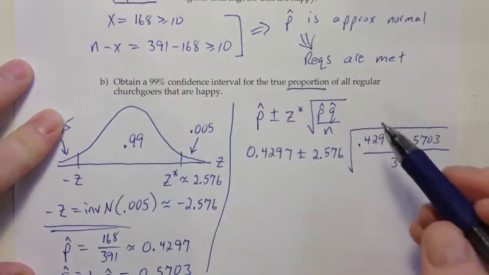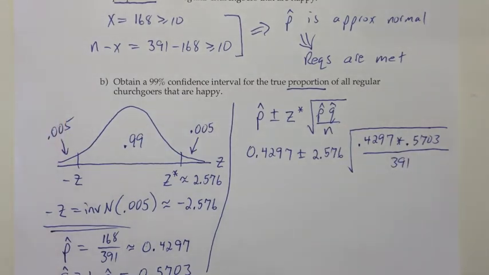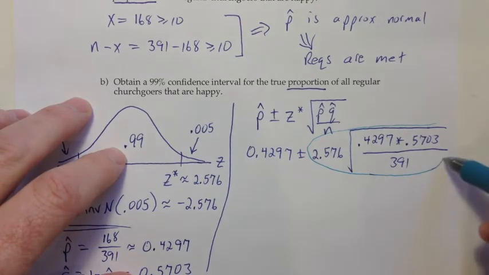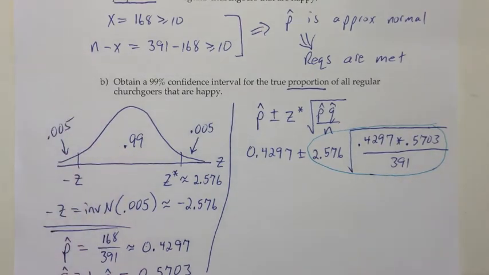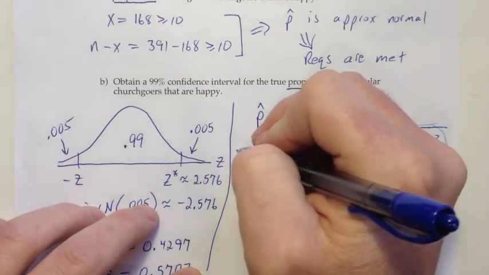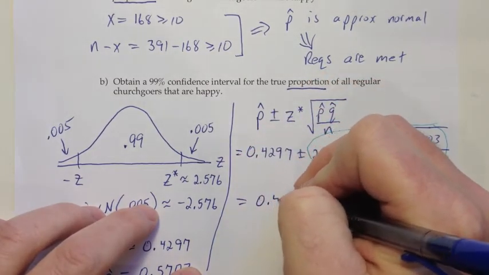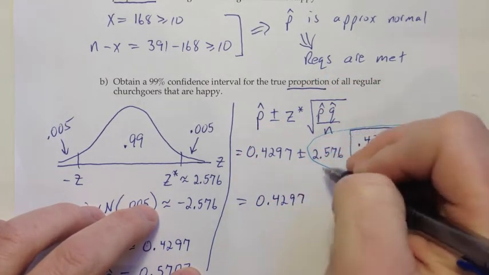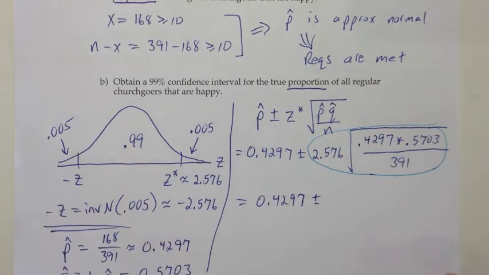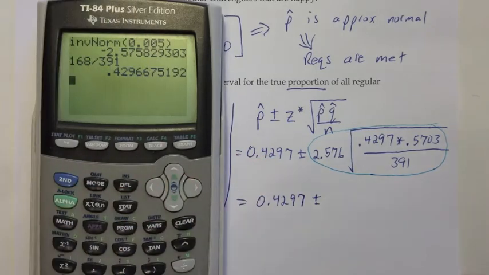Alright, and when we do this type of confidence interval, or any type of confidence interval really, we always want to show the answer to this plus or minus piece, and we'll see why as we go on to the next page. Let's go ahead and keep that work going. So this is 0.4297, and I want to figure out this plus or minus piece right here. So let me plug that into the calculator.